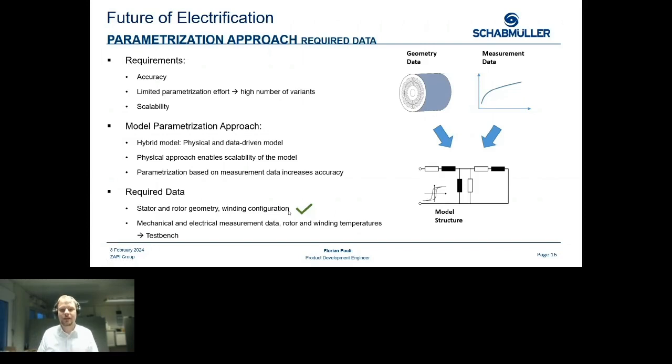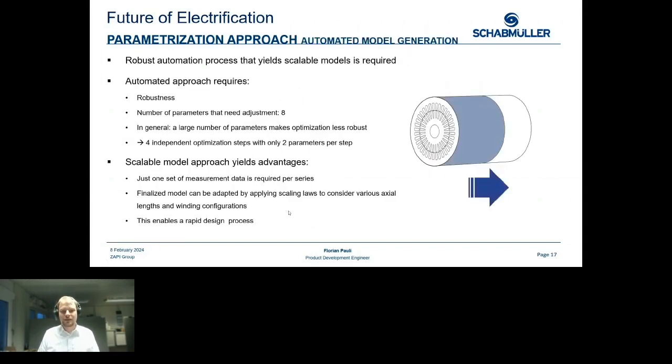So we need a robust automation process that yields such a scalable model. In our model, we have identified 8 parameters that need to be adapted. And in general, you can say that a large number of parameters makes an optimization process less robust.